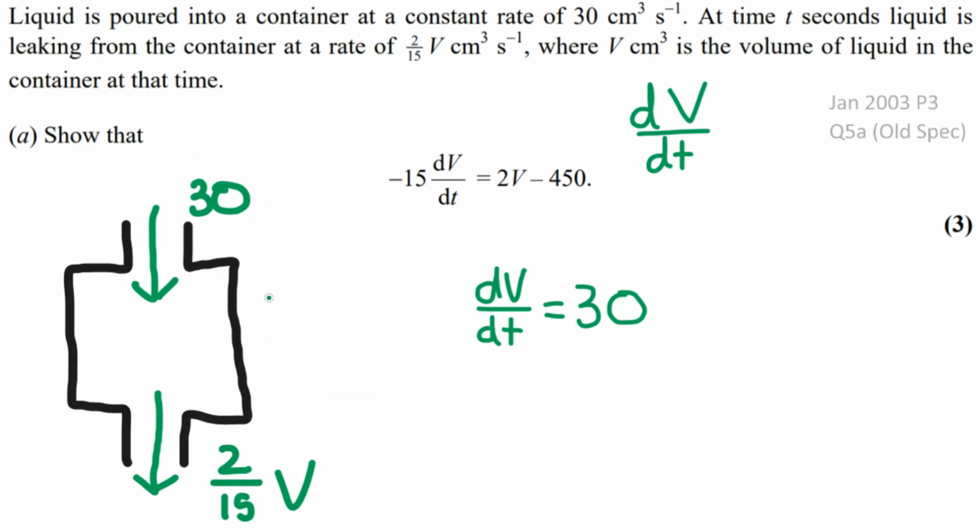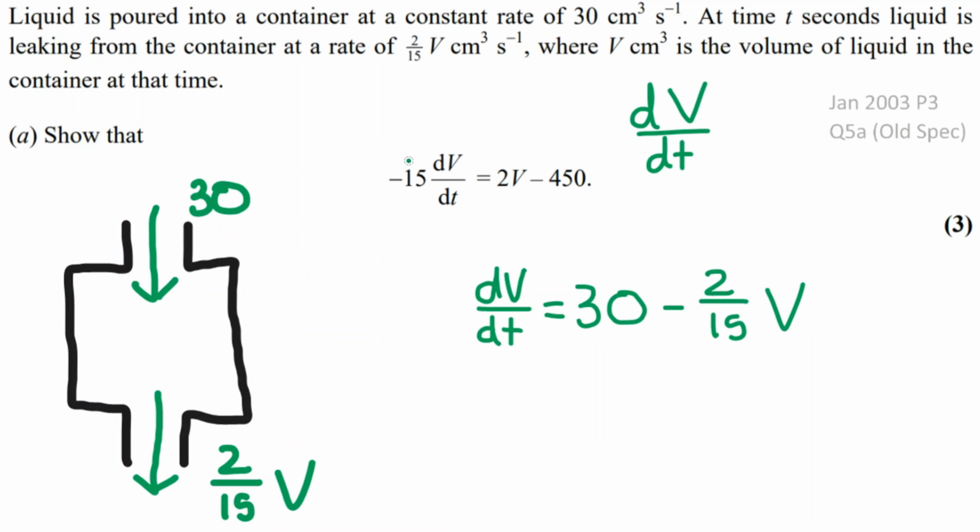So therefore dV over dt is going to be 30, so that's the liquid being poured into the container, and that's positive because liquid is being poured into the container, so the volume's increasing. And then it's going to be minus 2 over 15 V down here. This is minus because it's leaking from the container, so it's decreasing the volume. And this is dV over dt. It's 30 minus 2 over 15 V. We need to write both of these in the same equation as they're both affecting each other directly at the same time. So this is dV over dt, and then we need to show that this equation here is true.